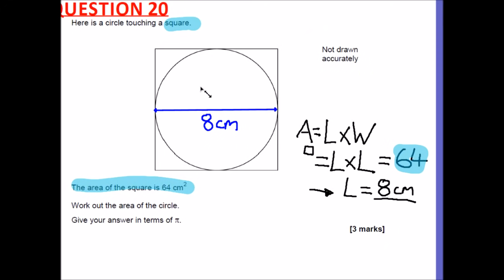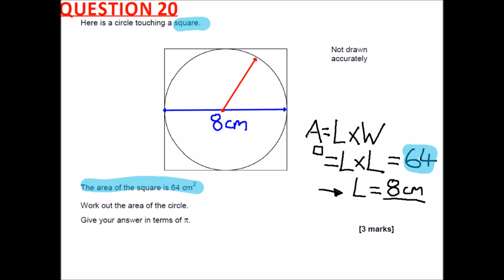But to work out the area of the circle, we're not interested in the diameter, we need to know the radius, which is from the middle to the outside. The radius is always half of the diameter, so the radius is half of 8, which is 4 centimetres. And the formula for the area of a circle is pi r squared. Pi times the radius squared.